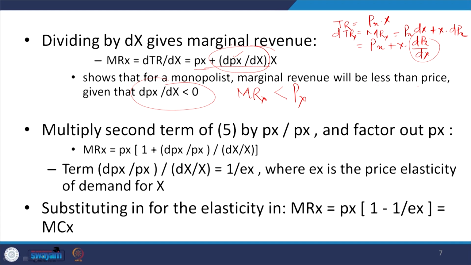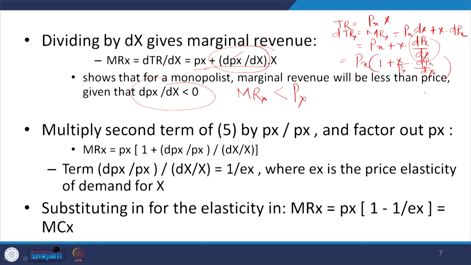Now, let us multiply the second term of equation number 5 by Px by Px. If I just take Px outside, what is left here is 1 plus x by Px into dPx by dx. So, this is what is written.